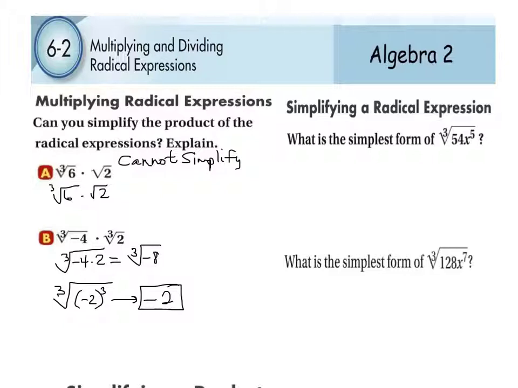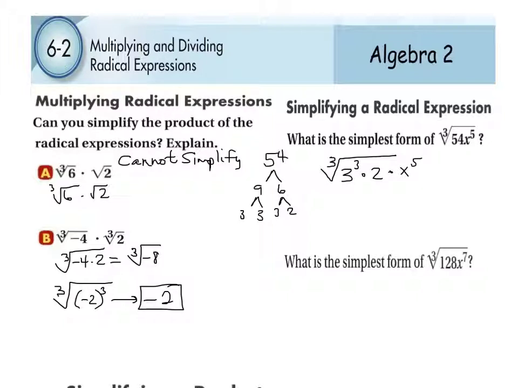What's the simplest form of the cube root of 54x to the 5th? Okay, now, many of you are asking this question: what happens when things aren't divisible and all that kind of stuff? Now you're going to start to see those, and we're going to start talking about this. The first thing I want to do is break down 54. So 54 into a factor tree is 9 times 6, and 9 is 3 times 3, and 6 is 3 times 2. So I'm going to rewrite this as the cube root of 3 to the third, because there's three 3's, times 2, times x to the 5th.